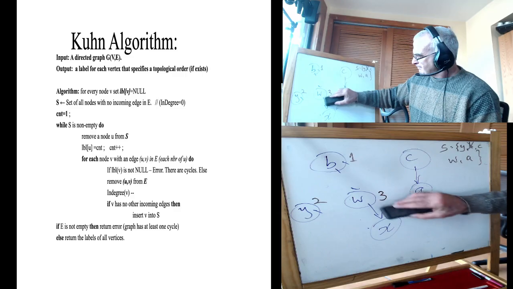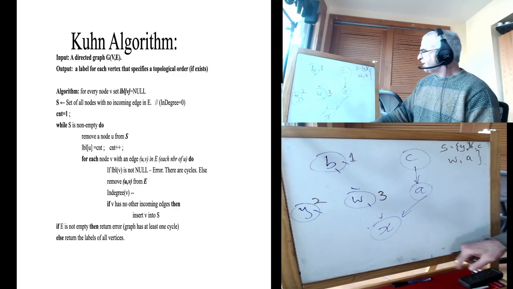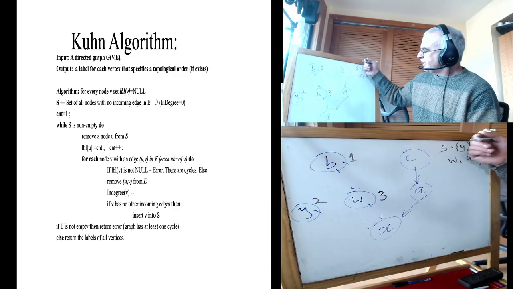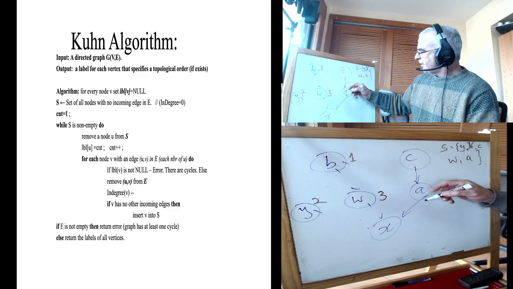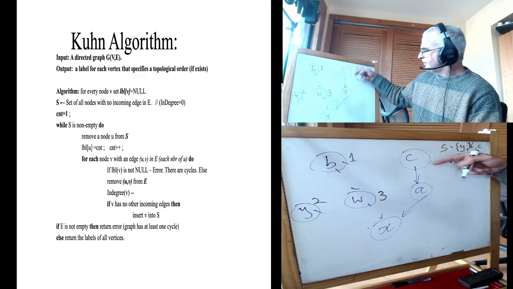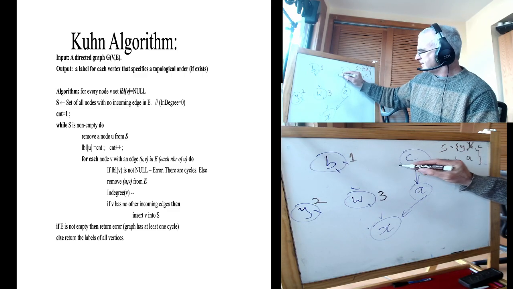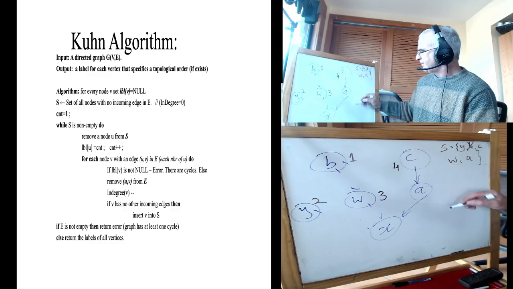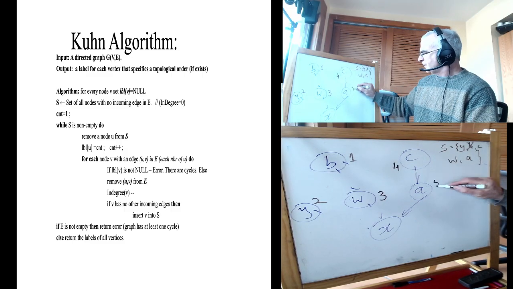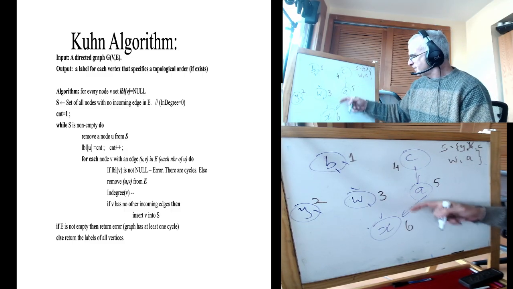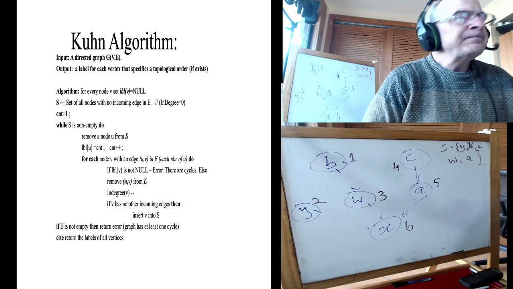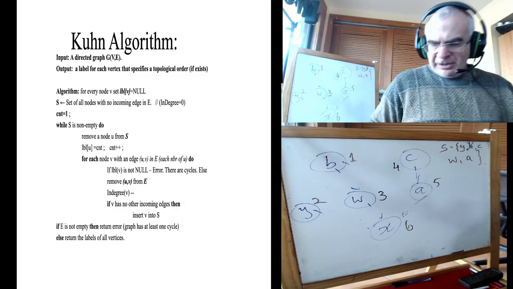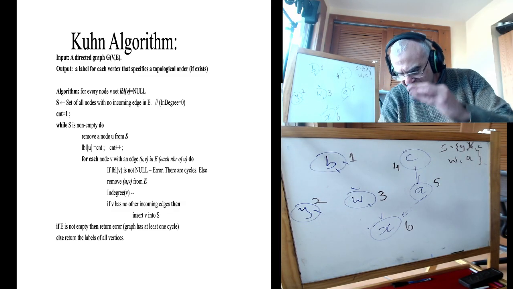Remove it, remove the edge connecting it. My only option now, the only vertex with in degree 0 is C. So it will be 4, 5, and 6. Voila. Okay, now we know how to find topological order.